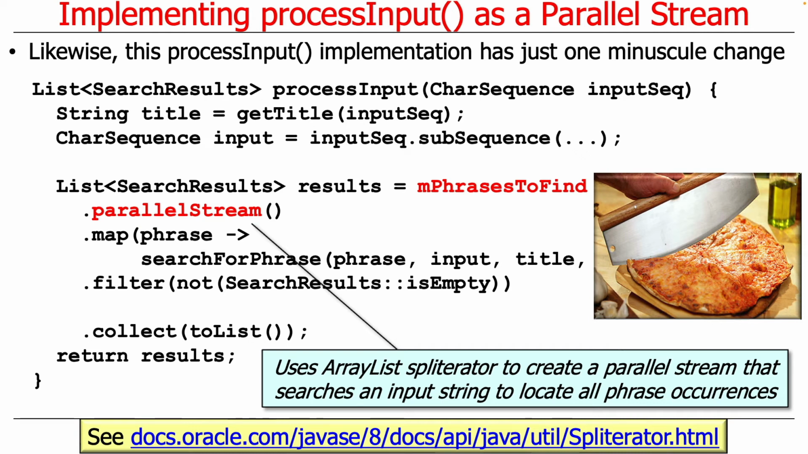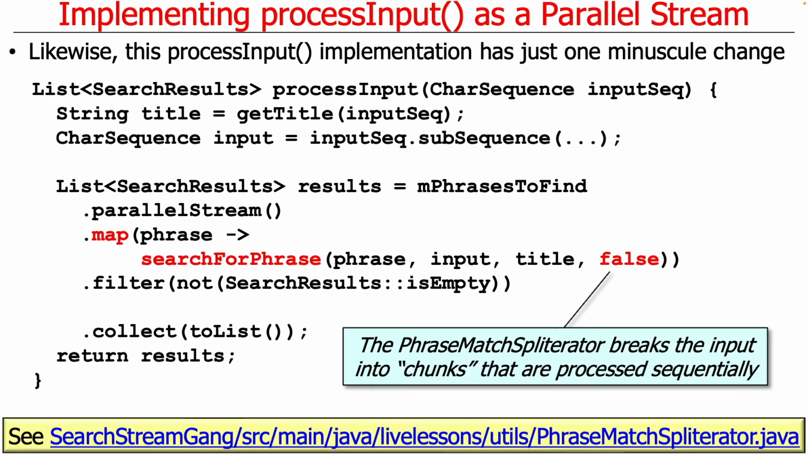And so we now have a stream of phrases to find. And then we use our good friend map, which is the workhorse intermediate operation in the streams environment. And we call a helper method called searchForPhrase. And searchForPhrase does some really cool things, which we'll not talk about in detail at the moment. But basically it takes the phrase we're looking for, the input string, the work of Shakespeare, the title of the work of Shakespeare, and then a flag that tells whether or not searchForPhrase should search in parallel or not.